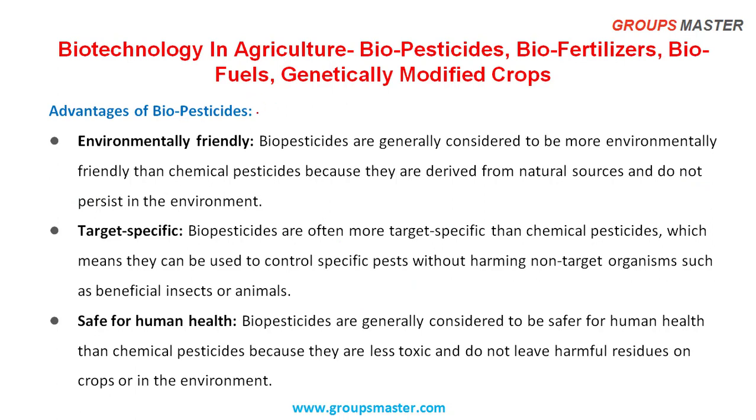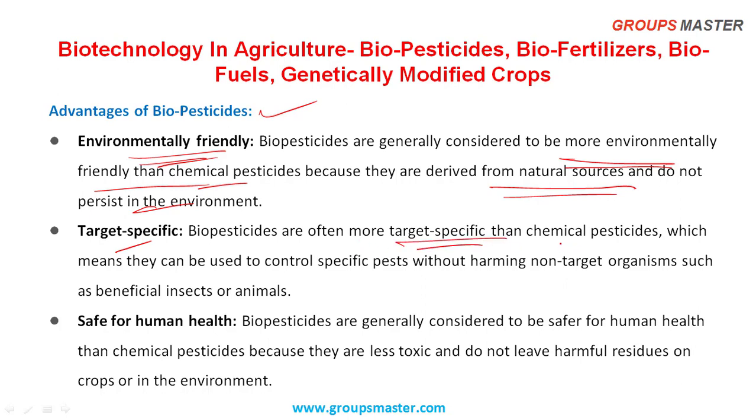Next, advantages of biopesticides. They are environmentally friendly. Biopesticides are generally considered to be more environmentally friendly than chemical pesticides because they are derived from natural sources and do not persist in the environment. Next advantage, target specific. Biopesticides are often more target specific than chemical pesticides, which means they can be used to control specific pests without harming non-targeted organisms such as beneficial insects or animals.